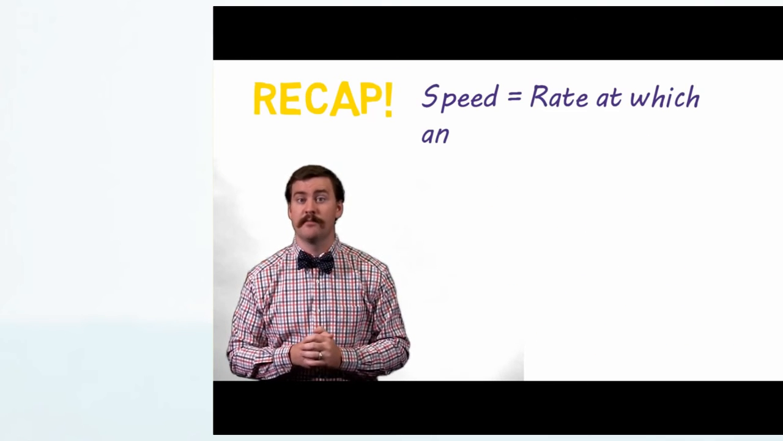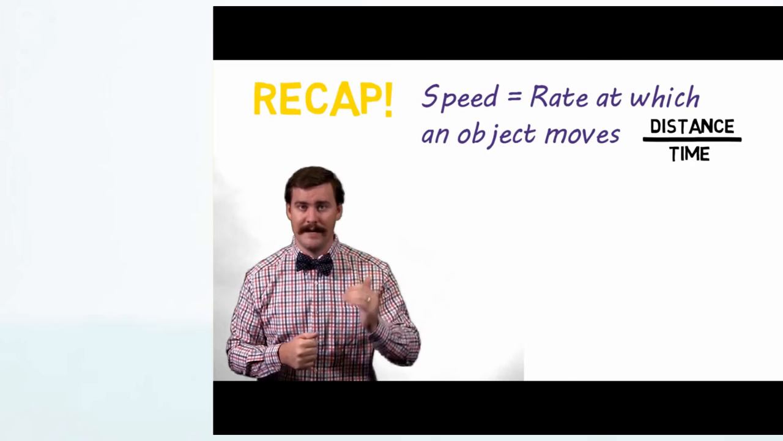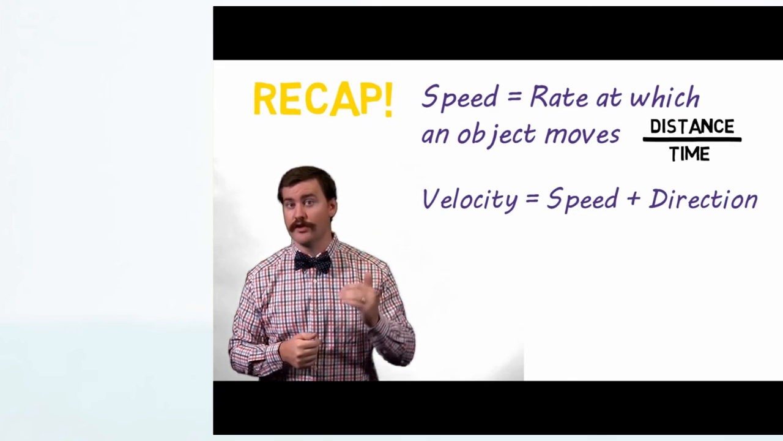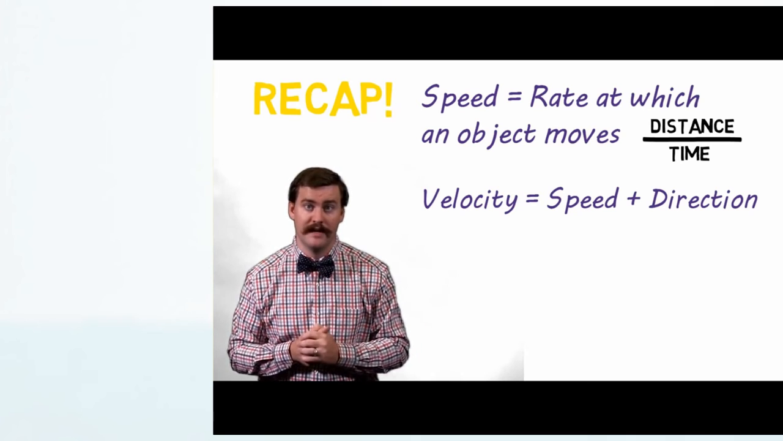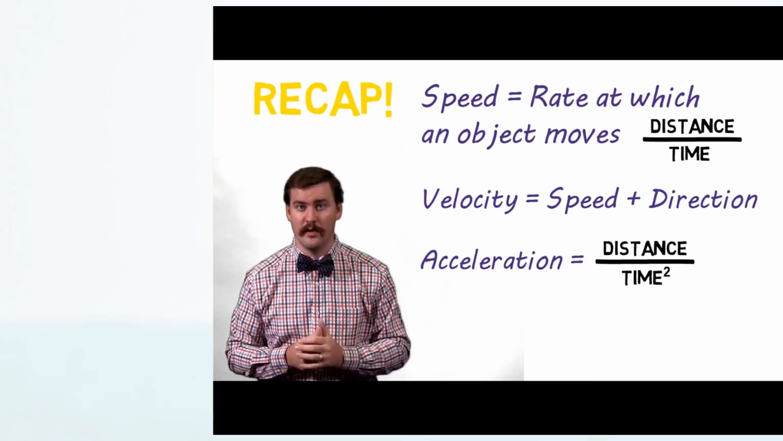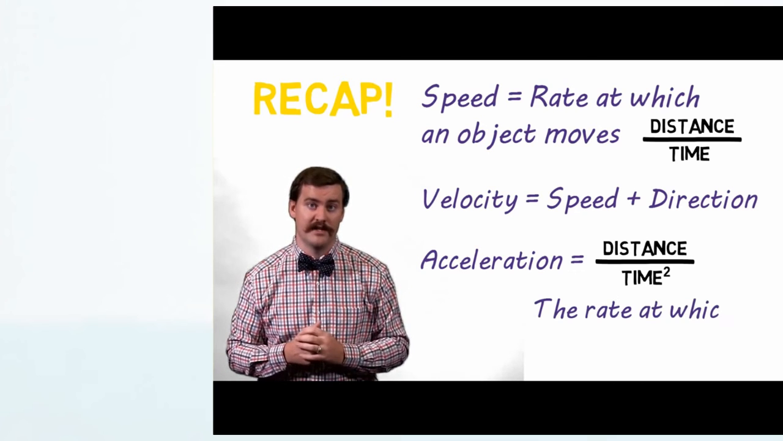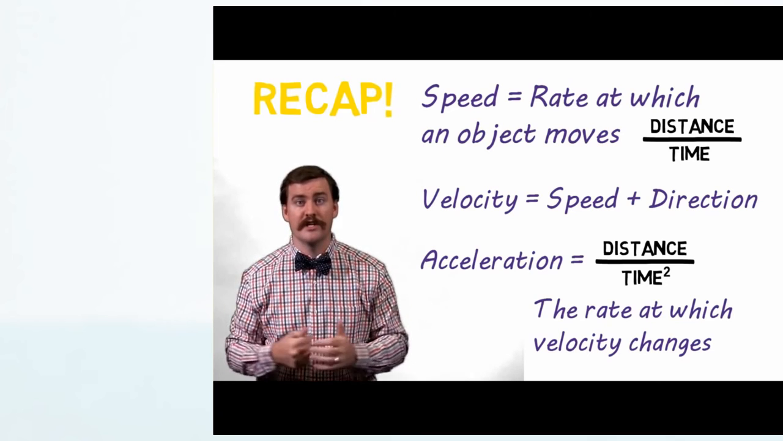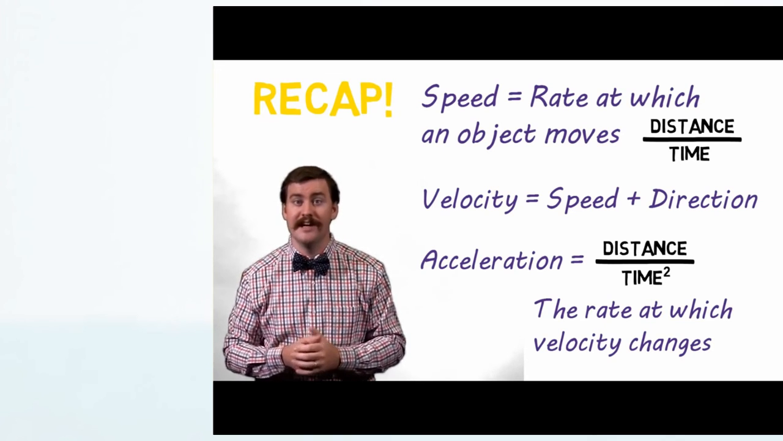All right, let's recap. Speed is the rate at which something moves, distance over time. Velocity is speed with a direction, so distance over time with a specific direction. And acceleration, the king of them all, is distance over time squared, or the rate at which velocity changes. So whether you're speeding up, slowing down, or changing directions, you're changing your velocity and thus accelerating.